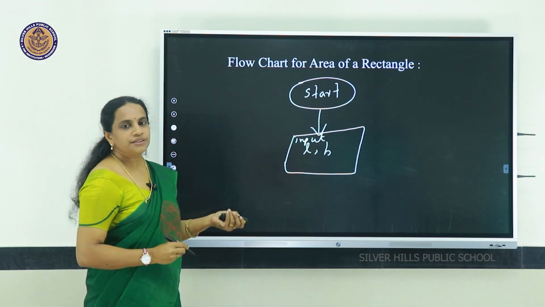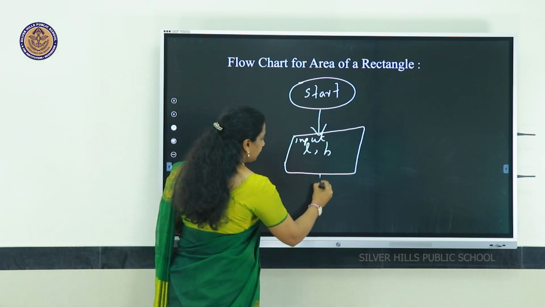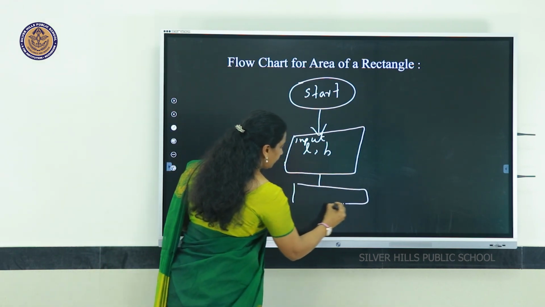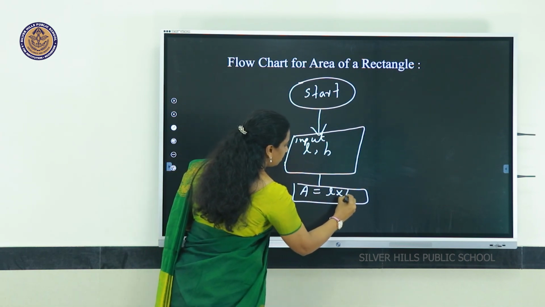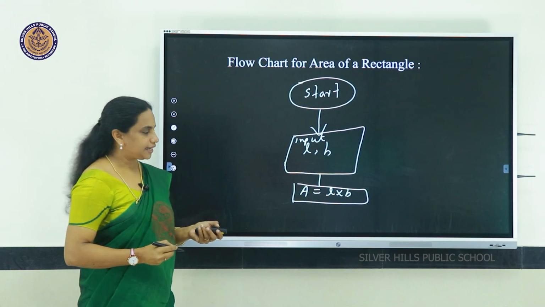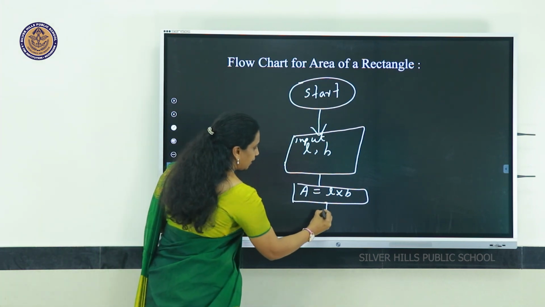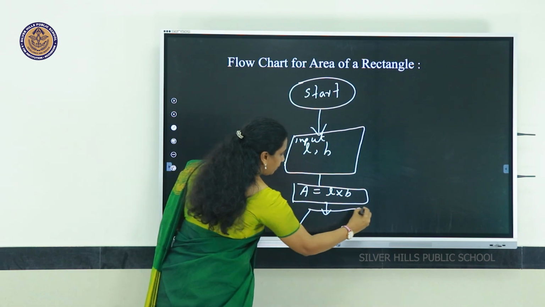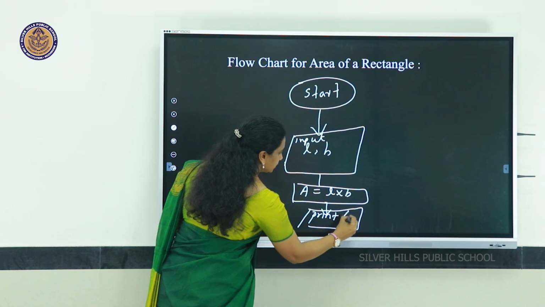Now, the next step is you have to calculate area of the rectangle. In order to do that, you can have a process symbol where you can write A is equal to length into breadth. Now, the next task is you have to display the area. For that, again you can use the parallelogram symbol and you can write print area, print A.